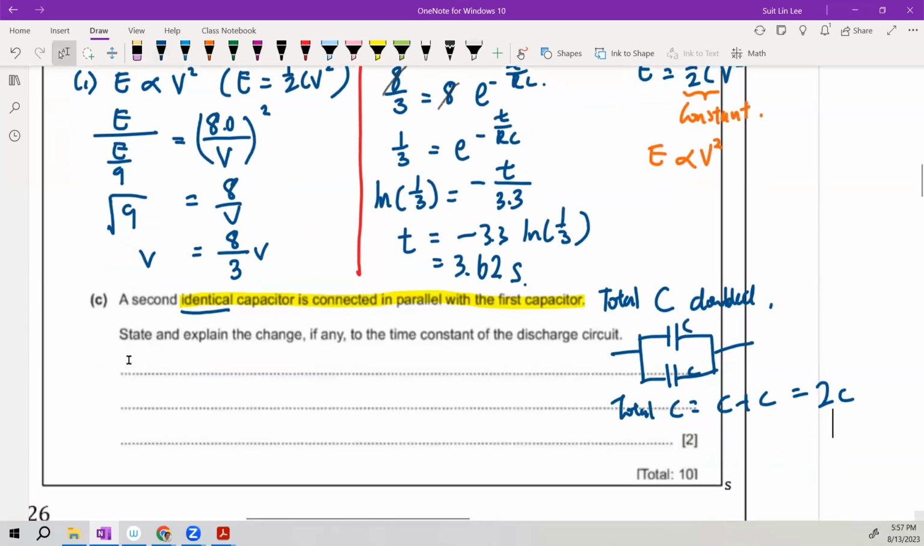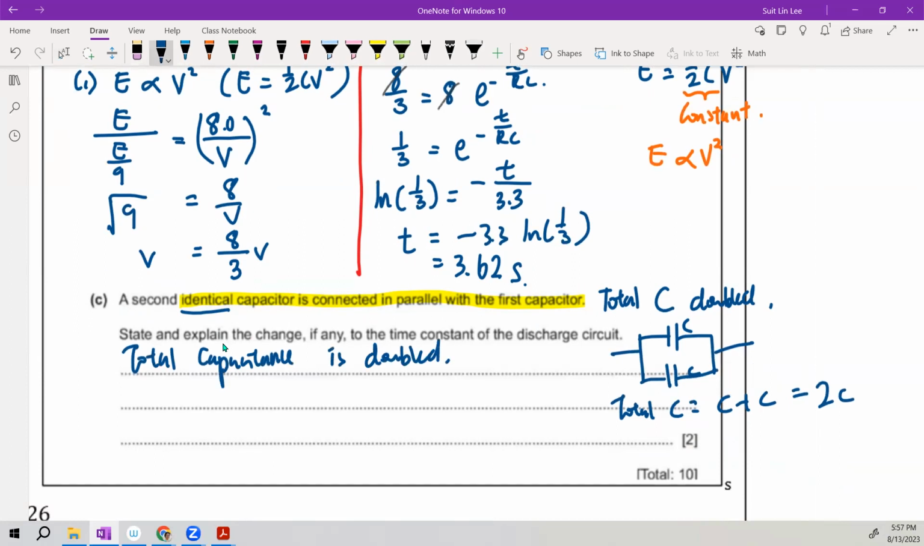So how does it change the time constant? Well, obviously, the total capacitance is doubled. Teacher, must write double, cannot write increase, cannot lah, because they say identical. If they say another capacitor, but they never give you any context, is this capacitor the same 2 times, 3 times, 10 times, never tell you, then sure, you just say increase. But if it's identical, then we know it's doubled.